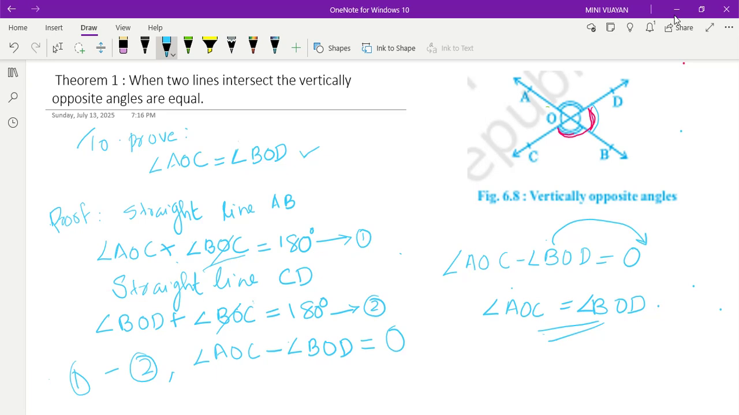Similarly, we can take the other two pairs of angles and make them equal by using the same steps. That I will explain in the next class, next video. Okay, hope you understood how to prove that when two lines intersect, the vertically opposite angles are equal.